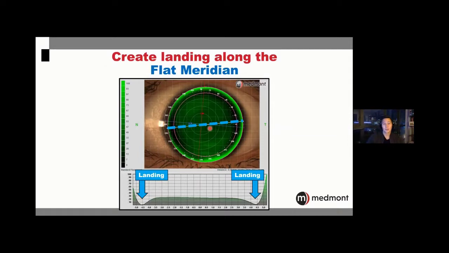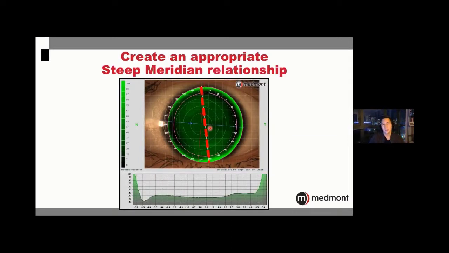Now we want to assess the steep meridian. And what amount of fluid do we create along that steep axis of the lens? So let's click our cursor up top. We have 12 microns. Let's click our cursor down below at the optic zone junction. We have 38 microns.